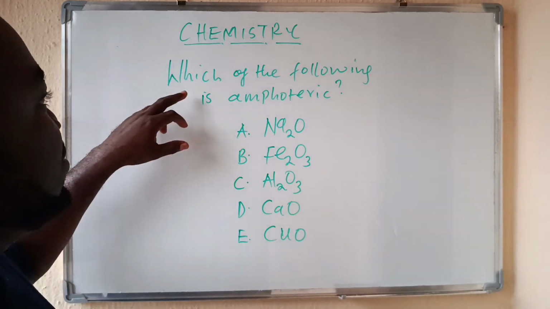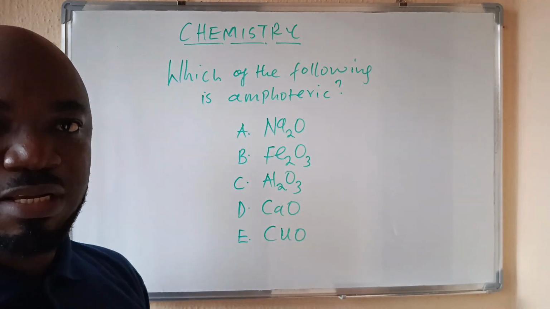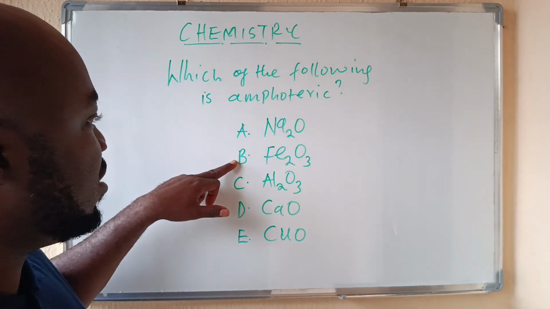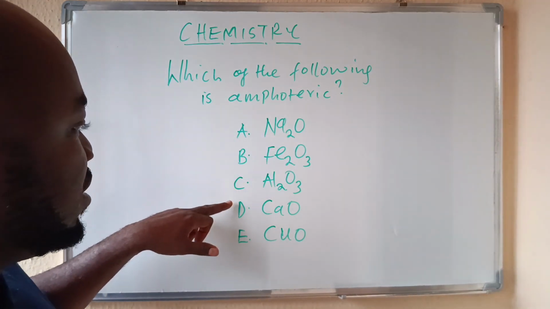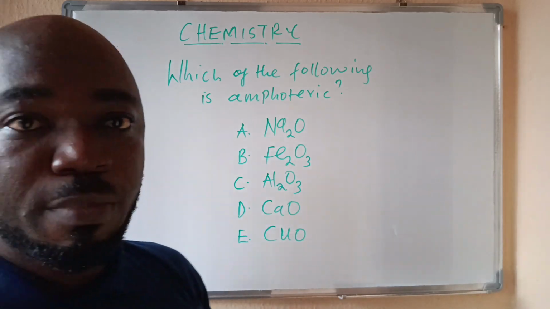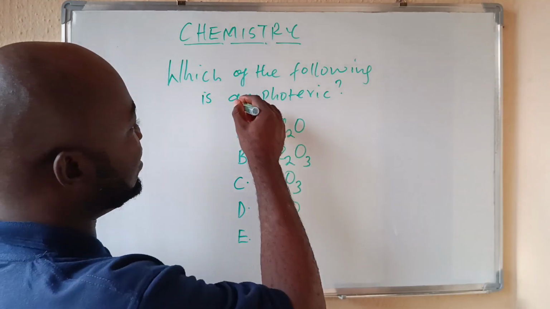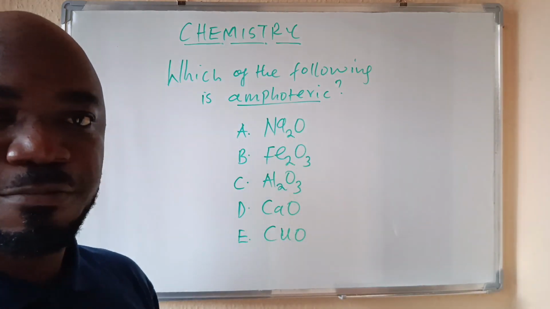Now, this question says, which of the following is amphoteric? We have sodium oxide, iron-3 oxide, aluminum oxide, calcium oxide, and copper-2 oxides. Now, what is the meaning of the term amphoteric? That's where we get it first.